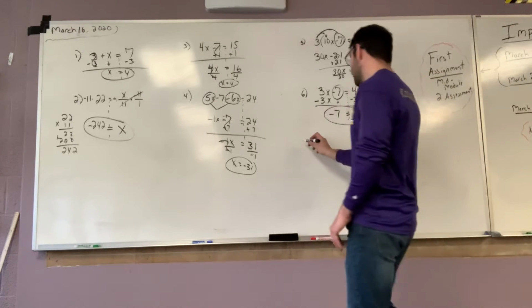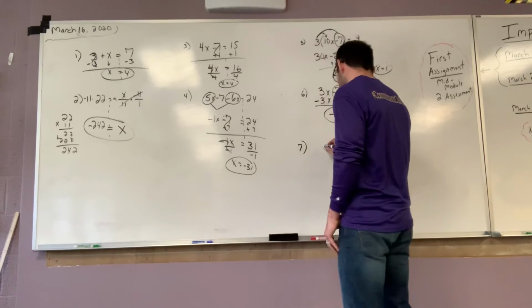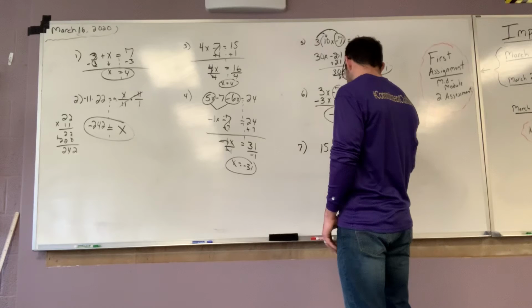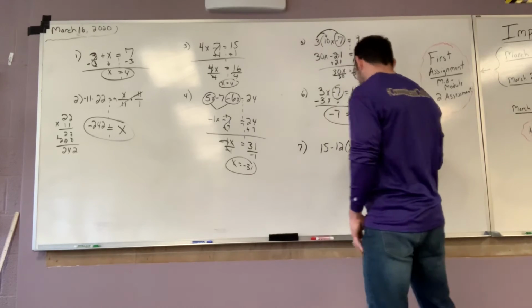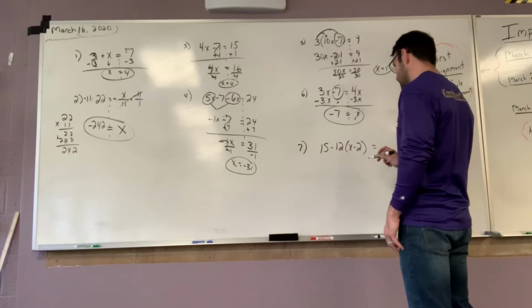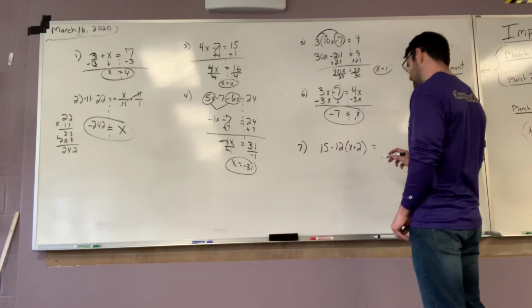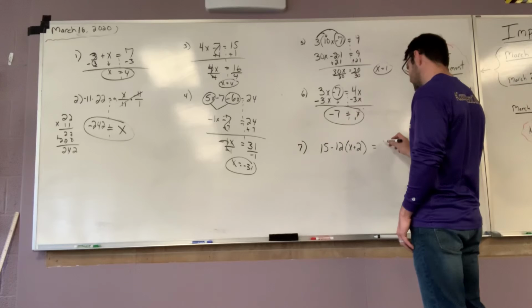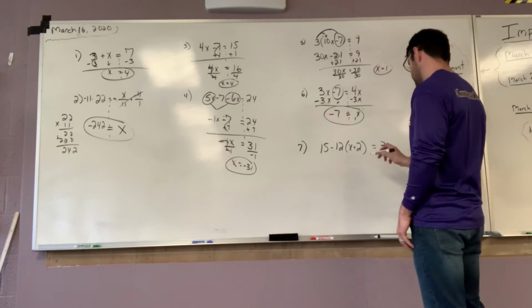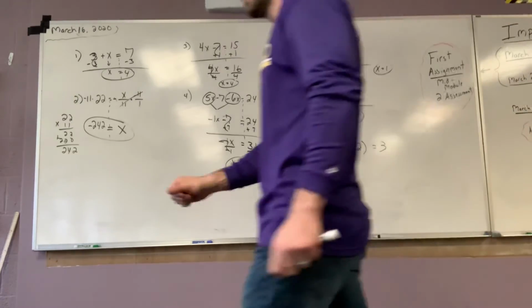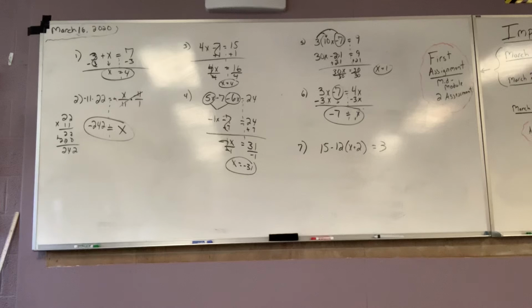I'd like you to try one more problem. Let's go 15 minus 12x minus 2. So actually, let's make that a positive 2. Okay. So go ahead and try that. I hope that it works out. I tried to do it in my head as I made it up. It might give us a fraction, but we'll find out.